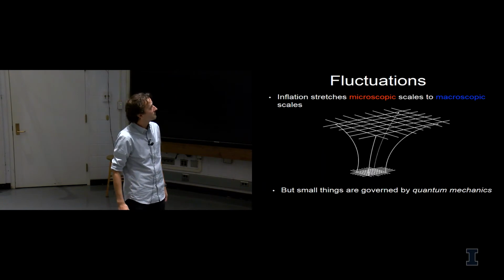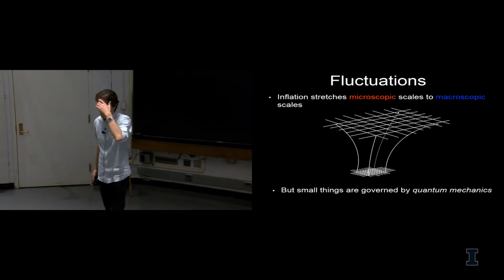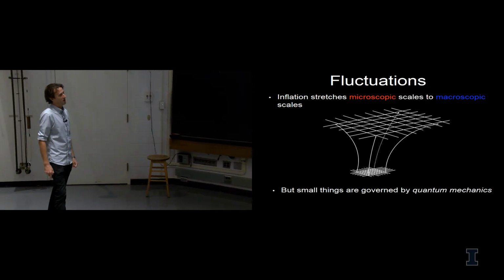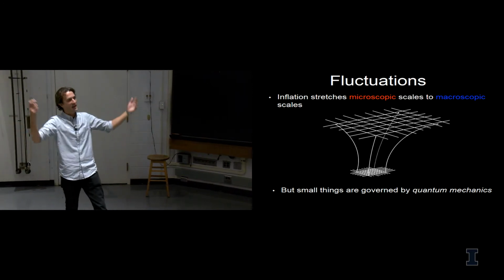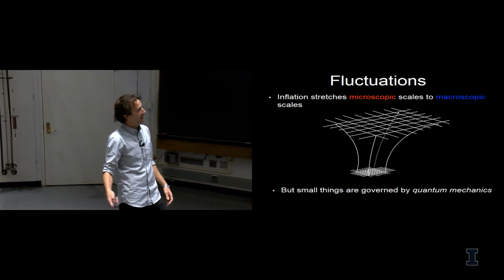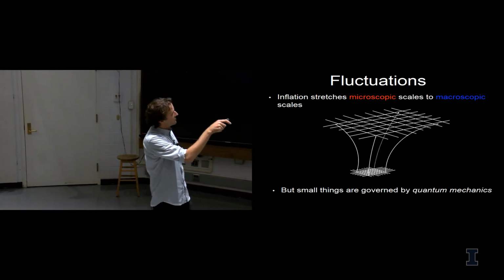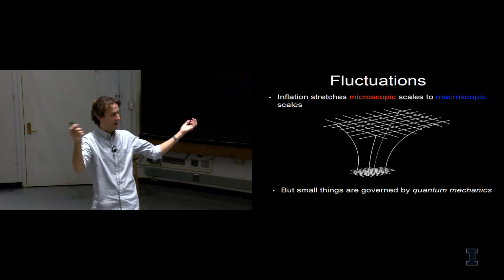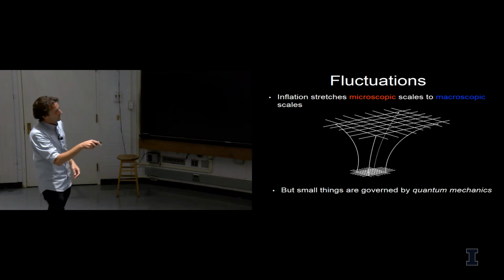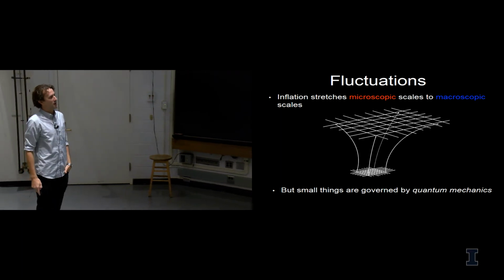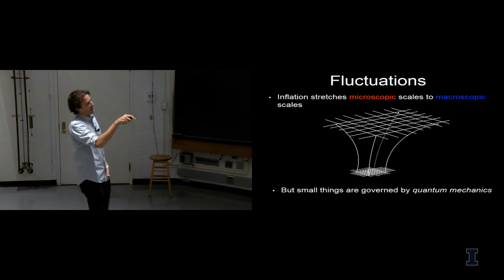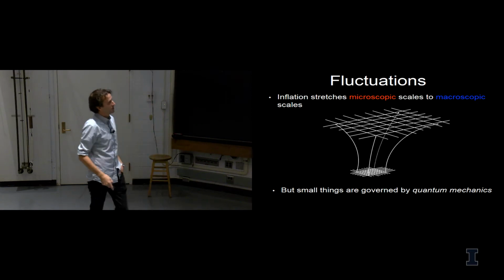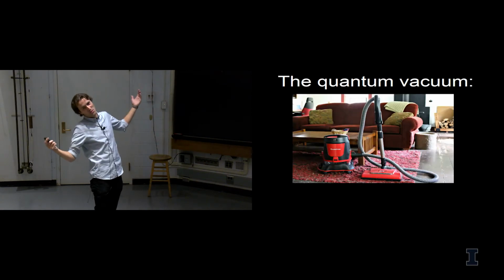Okay, but if this was all inflation did, it wouldn't be very good, because we know we have galaxies, we see these galaxies, and we wouldn't be here. So inflation is stretching these microscopic scales. As I told you, it stretches this proton to the size of the Earth. But we know that small things are governed by quantum mechanics. So basically it's taking this little region of vacuum and making it huge, right? But the vacuum is quantum mechanical.